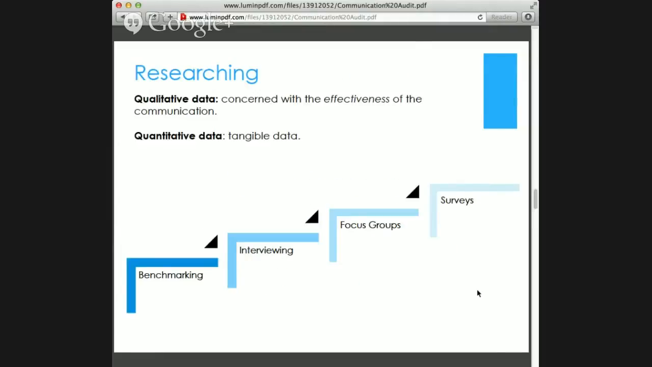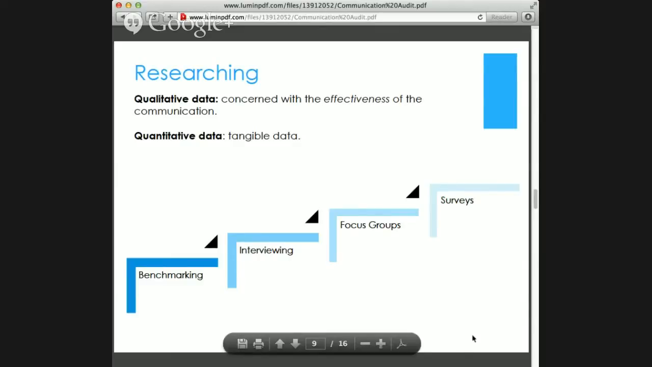Now, it's important to conduct these steps in order because each step leads to the other. So the previous step is going to establish a foundation for the next step on which that research will be conducted. So looking at this, we have our qualitative data, or data that focuses on the effectiveness of communication. This is going to be gathered through the first 3 steps of benchmarking, interviewing, and focus groups.